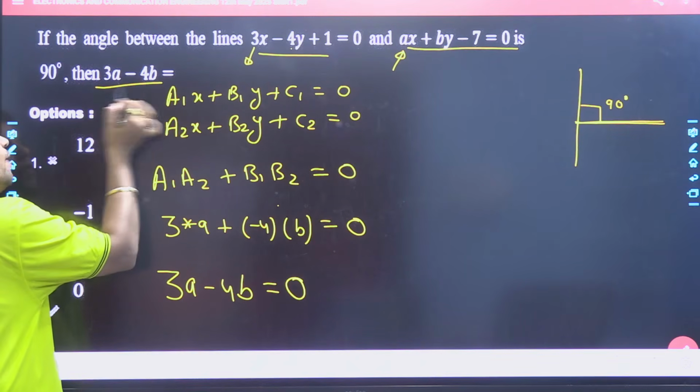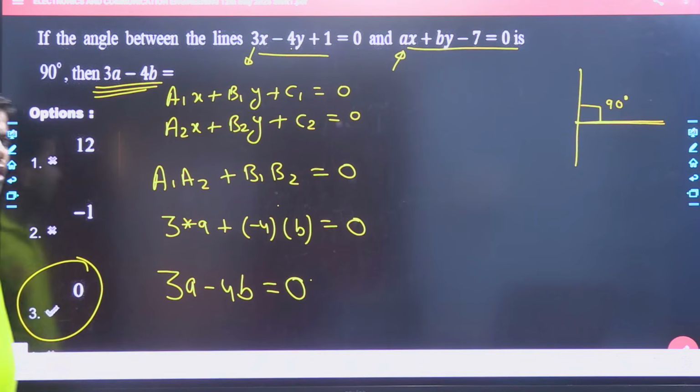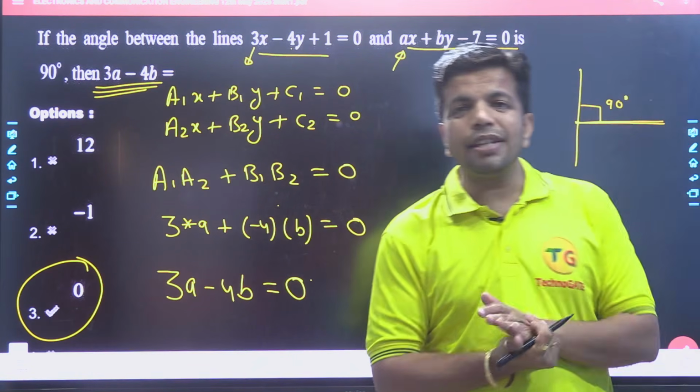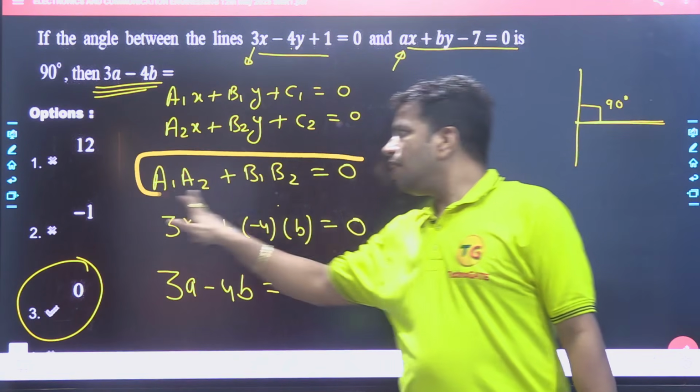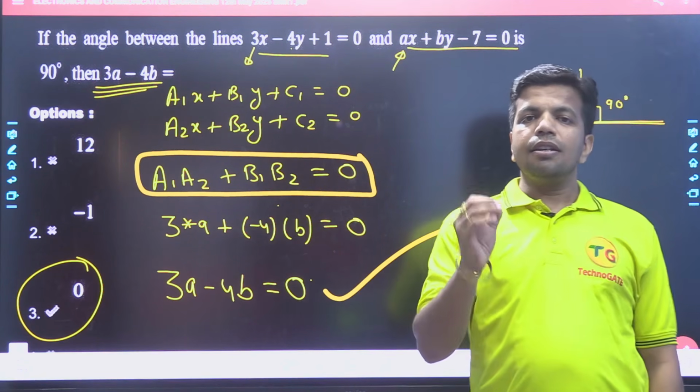They are asking you the value of 3a minus 4b. Simply you can go with answer 0. It's a simple calculation. So we know that two lines are perpendicular to each other. If lines are perpendicular to each other, then this equation should be satisfied. And to satisfy this equation, 3a minus 4b should be equal to what? 0.